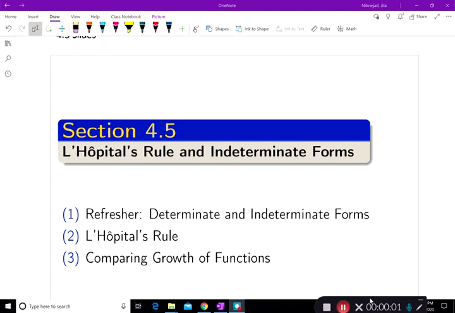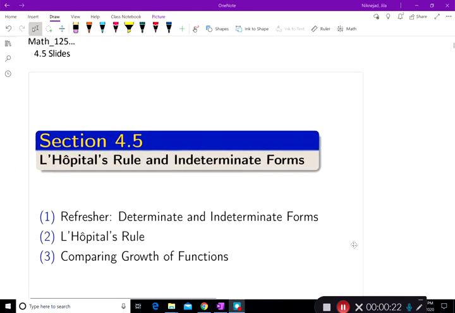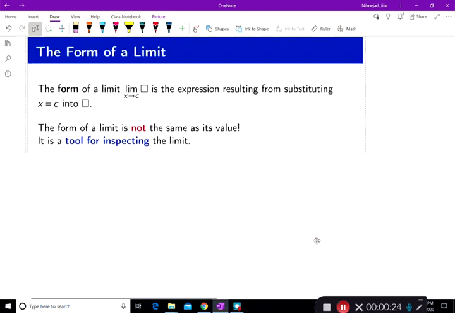We're starting section 4.5, L'Hopital rule and indeterminate forms. A little refresher: first we discussed the determinate and indeterminate forms, then we discussed the L'Hopital rule, and then we discussed comparing the growth of the functions. That's something that we see with the L'Hopital rule a lot.